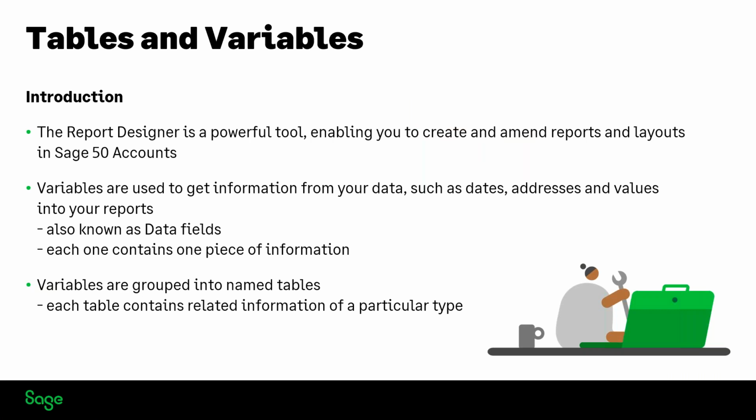Now, the variables or data fields are grouped into what you would term named tables. Each table contains related information of a particular type. For example, there's a company table, which contains loads of variables relating to the information held within your company preferences. There's a sales ledger table, which contains loads of variables relating to the information stored within a customer record. Similarly, you have a purchase ledger relating to your supplier records. And there are loads of these tables containing loads of different variables.